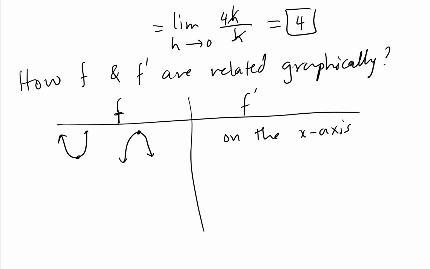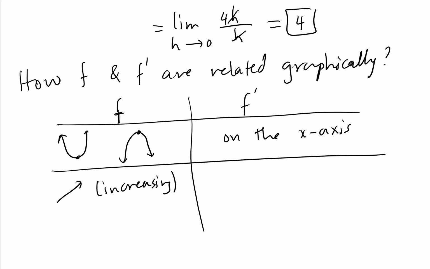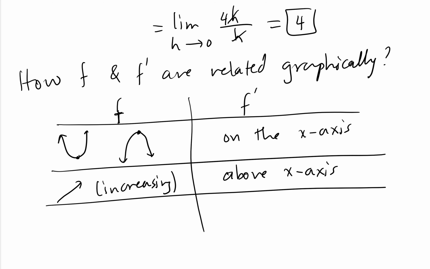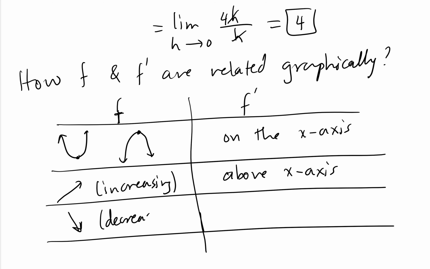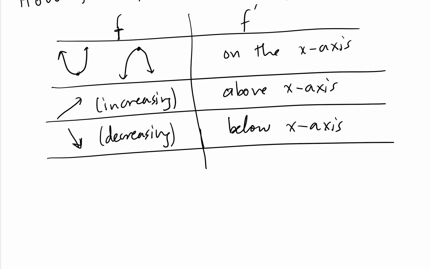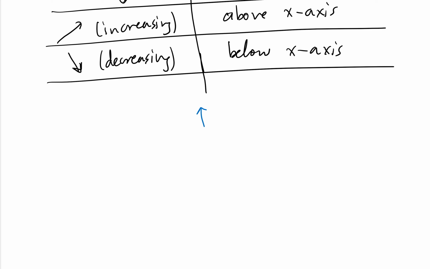That's the first one. If it's going up, like increasing the graph of f, then the graph of its derivative would fall above the x-axis. Above the x-axis. If the graph is decreasing, the graph falls below the x-axis. Below the x-axis.